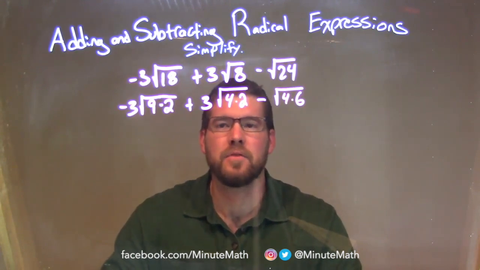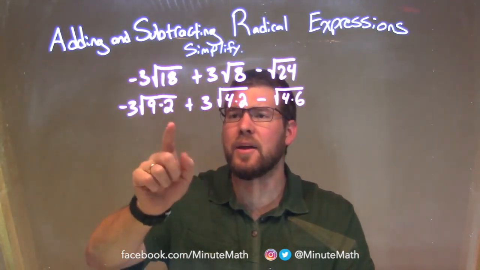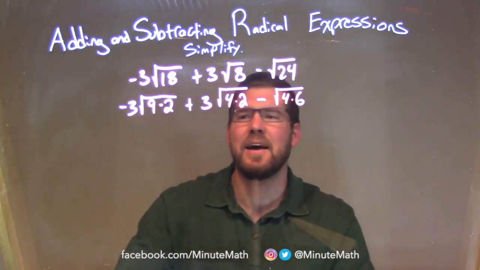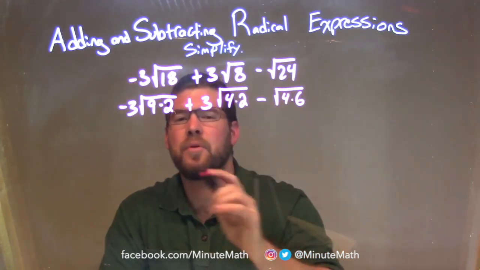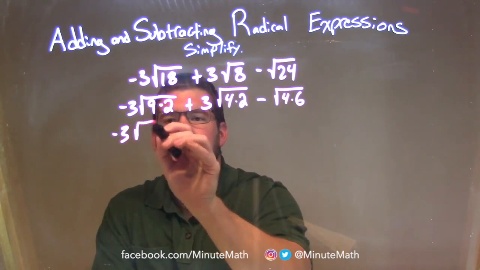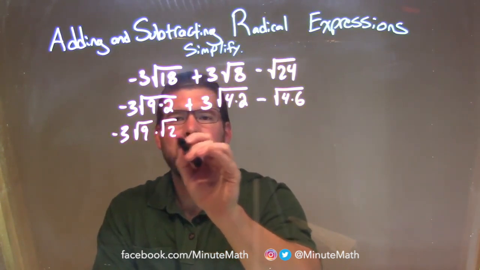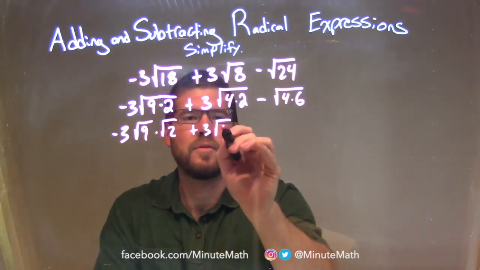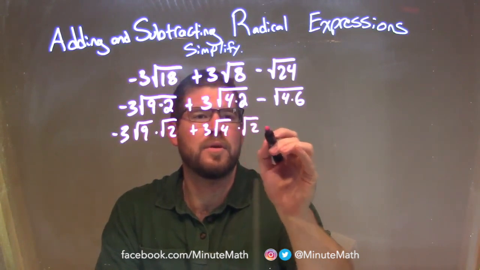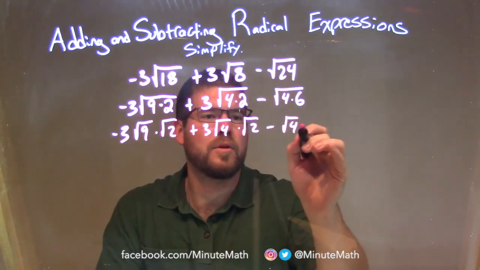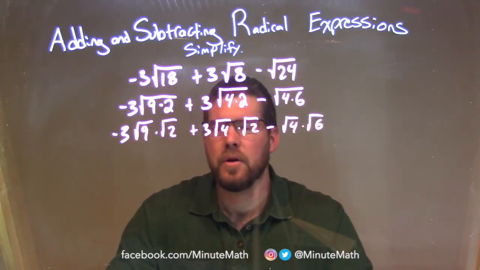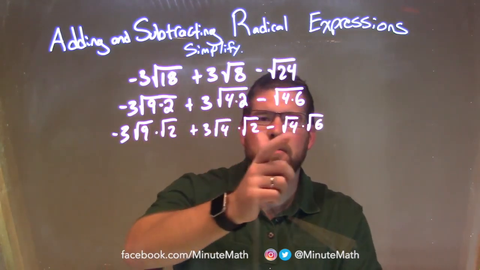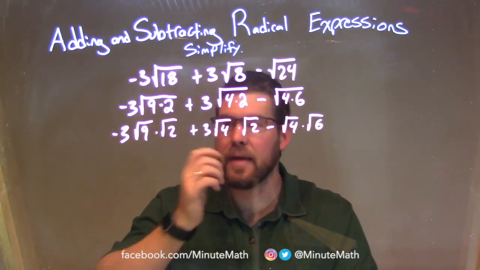Okay, so when I do this now, I know since it's multiplication between each one, I can separate that and have a square root of each one individually with multiplication separating them out. So we have negative 3 times the square root of 9 times the square root of 2 plus 3 times the square root of 4 times the square root of 2 minus the square root of 4 times the square root of 6. Okay. So now we can take the square roots of everything, right? That's nice and easy.